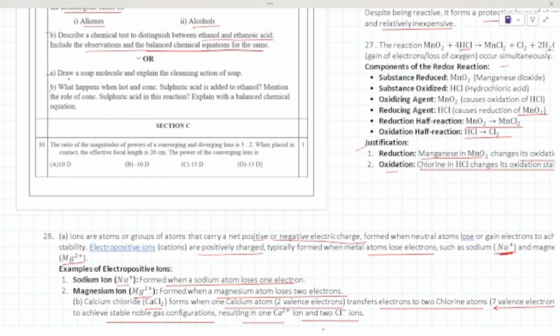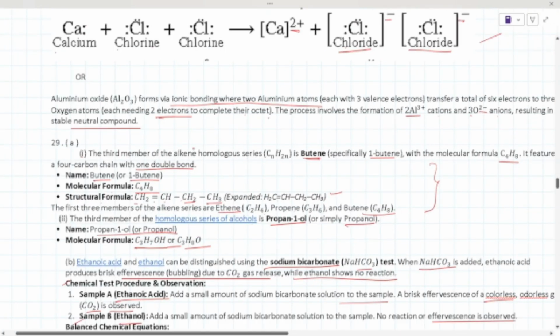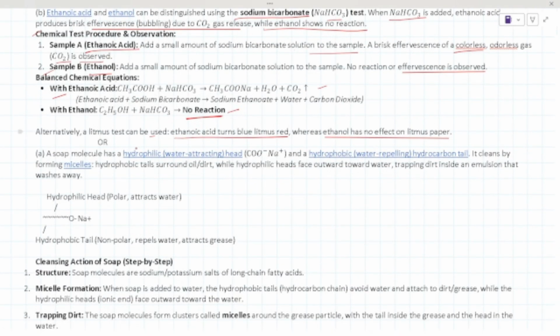Now see the other question: explain the cleaning action of soap. So here, a soap molecule has a hydrophilic, water-attracting head, I've already studied this, and this is the formula, and a hydrophobic, water-repellent hydrocarbon tail. The tail is hydrophobic, the head is hydrophilic.